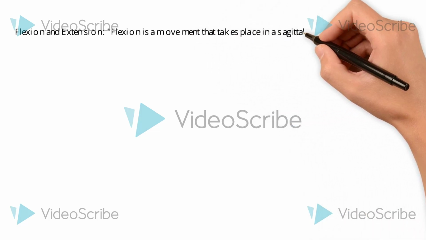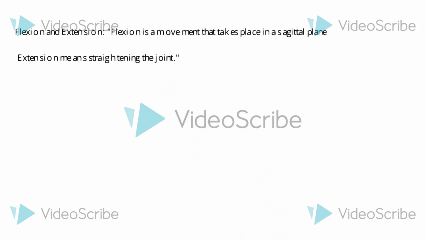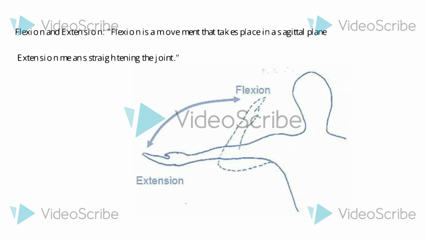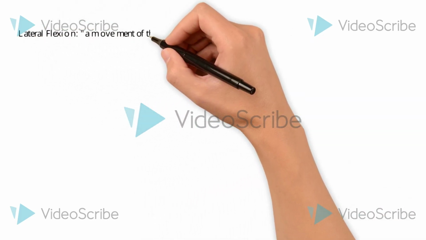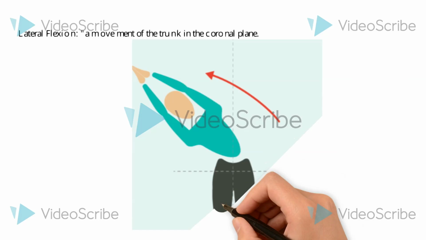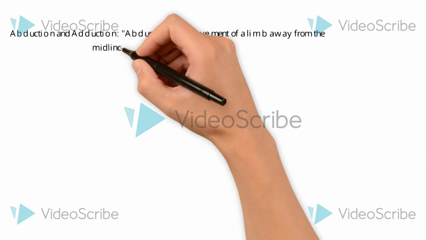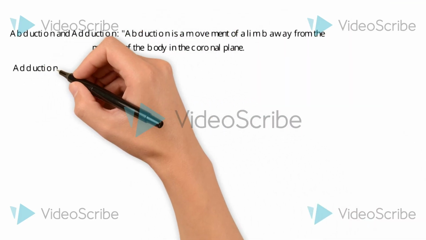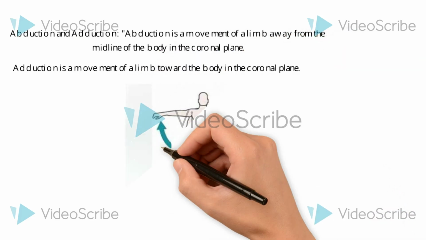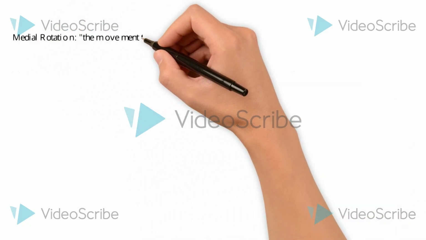Note: flexion is usually an anterior movement, but can be posterior, as in the knee joint. Lateral flexion: a movement of the trunk in the coronal plane. Abduction and adduction. Abduction is a movement of a limb away from the midline of the body in the coronal plane. Adduction is a movement of a limb toward the body in the coronal plane. Abduction and adduction also refer to the spreading and drawing together of fingers and toes. Rotation: the term applied to the movement of a part of the body around its long axis.